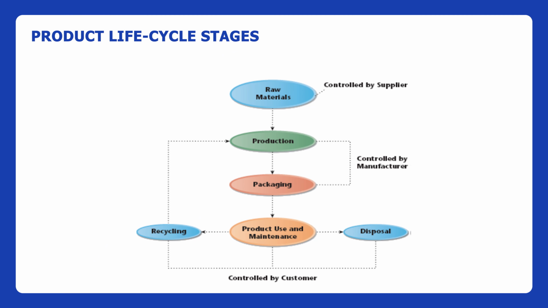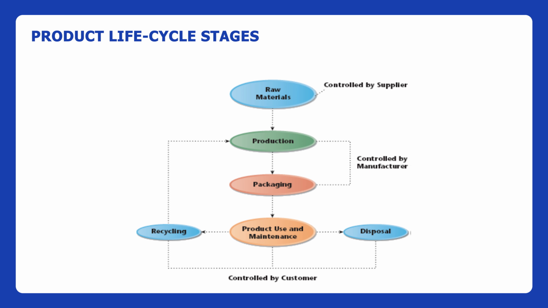And as you can see on your screen, the product life cycle stage is actually divided into two categories, which are the input and also the output. Now, from the aspect of the input, we would like to see the raw materials. As you can see in the picture on the screen, there is a raw material there which is controlled by the suppliers. And from the raw material, then we go to the process of production. This production stage is controlled by the manufacturers.